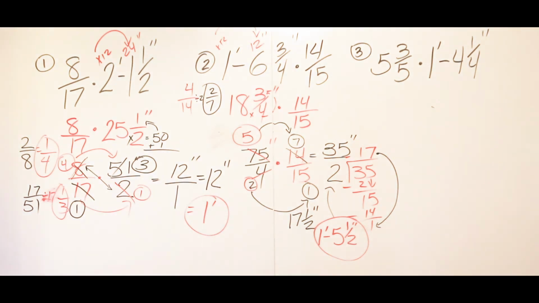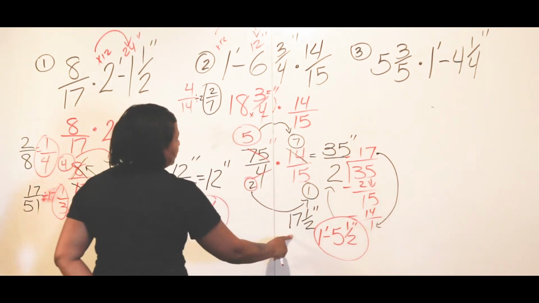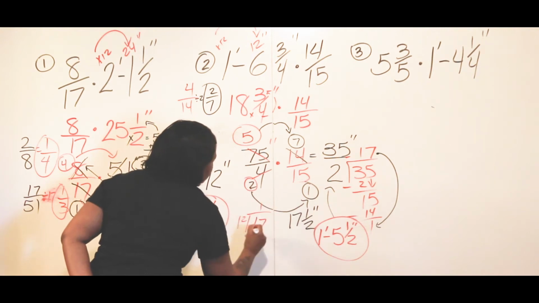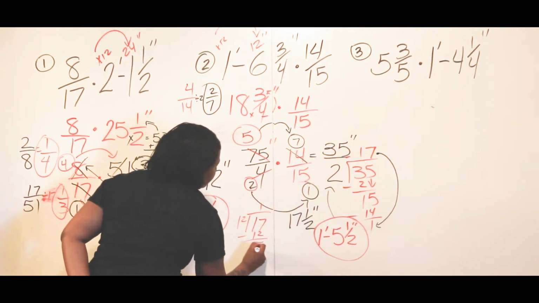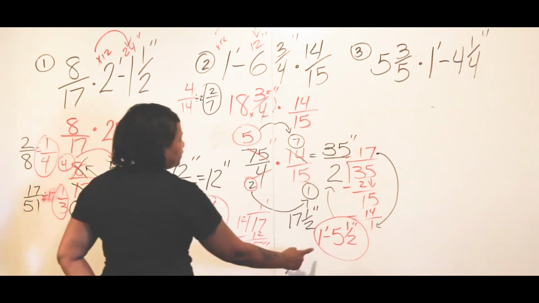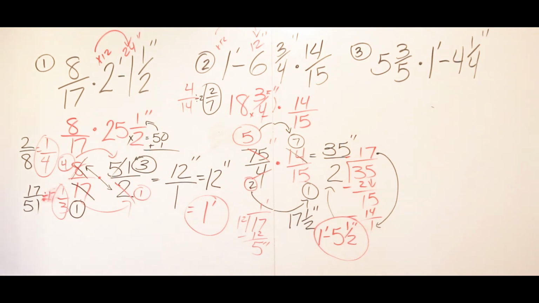1 foot 5.5 inches. Don't forget, anytime we have 12 or more inches, we got 17 inches here. We got to take this 17 divided by 12. There's my 1 foot. There's my 5 inches. All right. There's my 1 foot. There's my 5 inches. 1 foot 5.5 inches is the final answer.